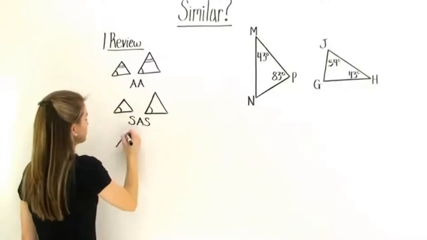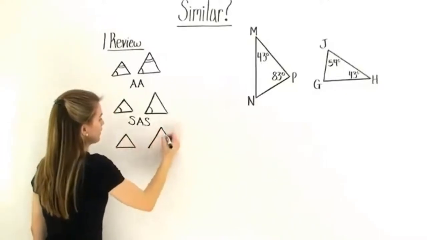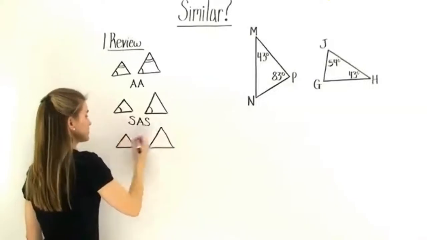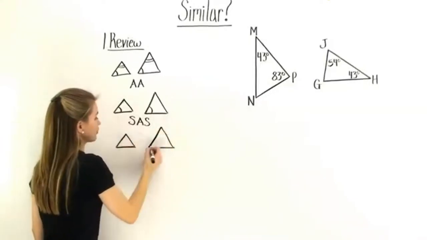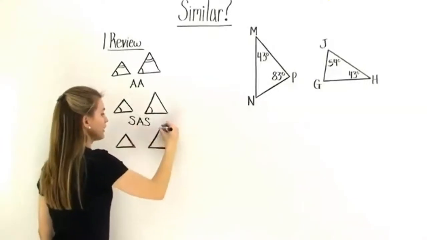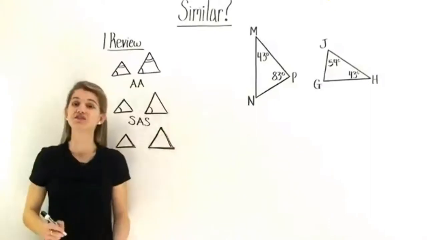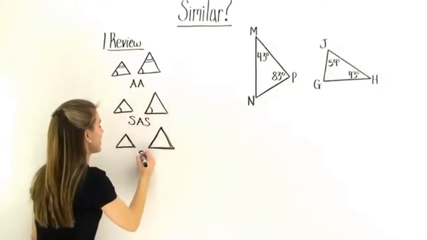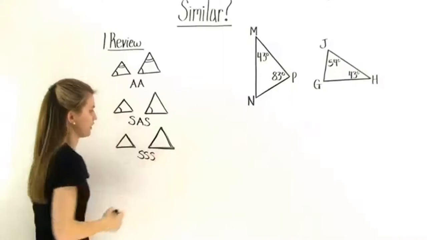Or, let's say we had two triangles, and we had all three pairs of sides proportional. If all three pairs of sides are proportional, then these two triangles are similar by the side-side-side triangle similarity postulate.